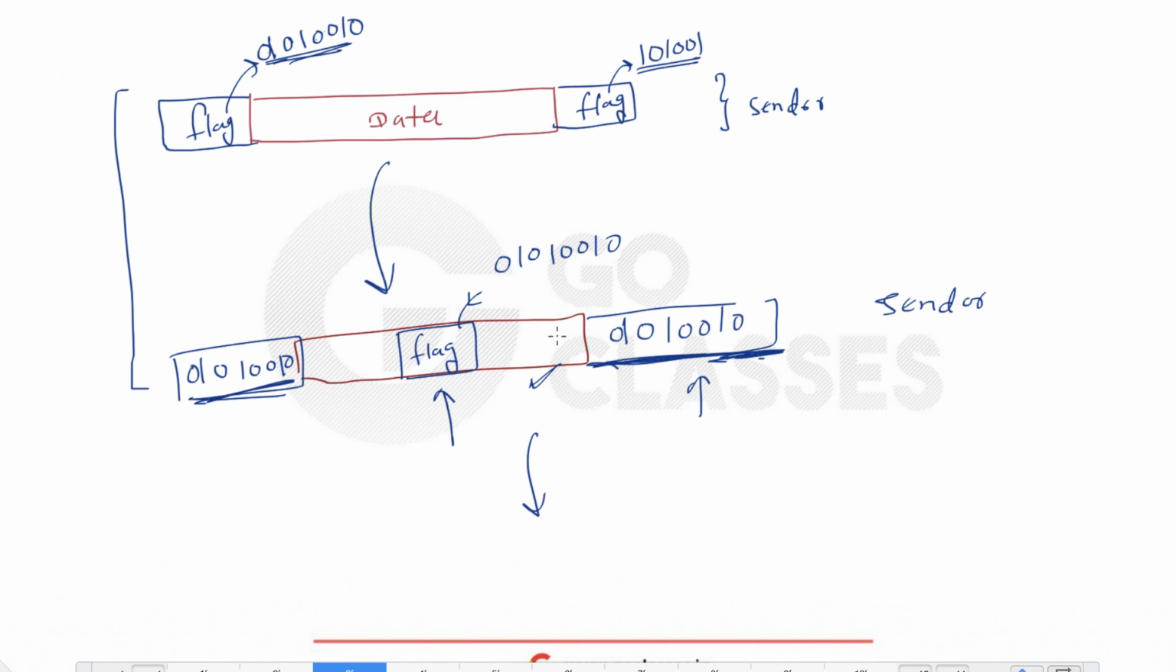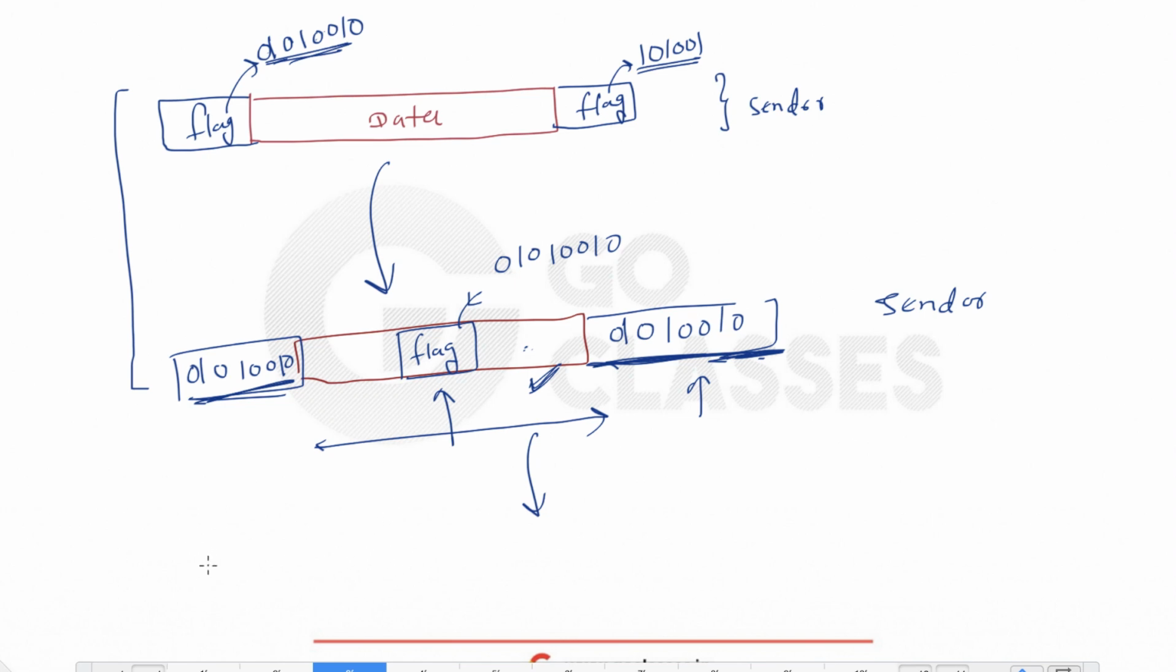Now for that there are two solutions: one is bit stuffing, another is byte stuffing. Currently we are discussing byte stuffing. You got the problem, right? The receiver will by mistake think that this is the data, whereas the whole data is actually this much. To avoid this problem, we stuff some bits or some bytes. In byte stuffing, whenever there is a flag in the data, we will add some escaping characters.